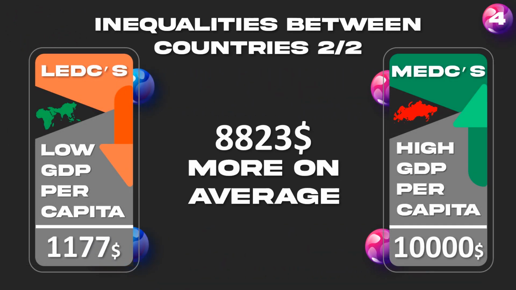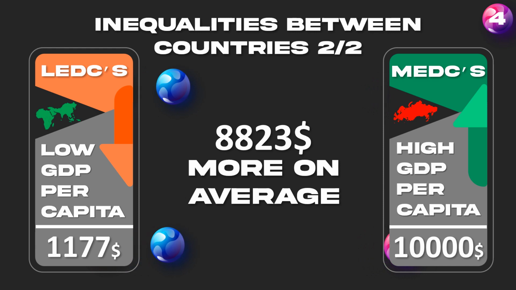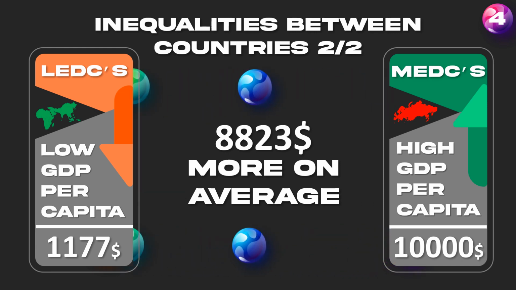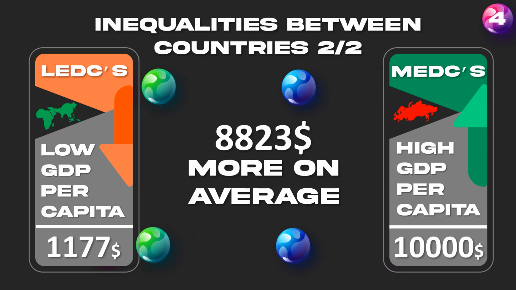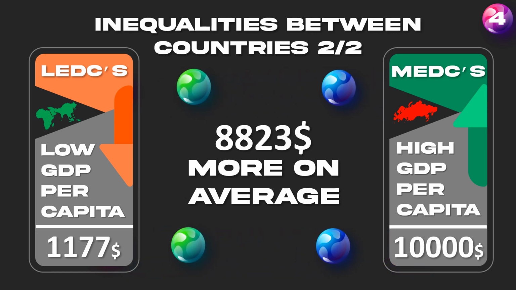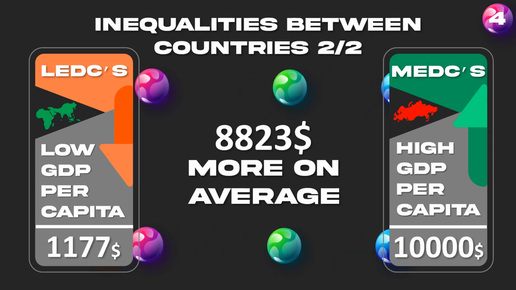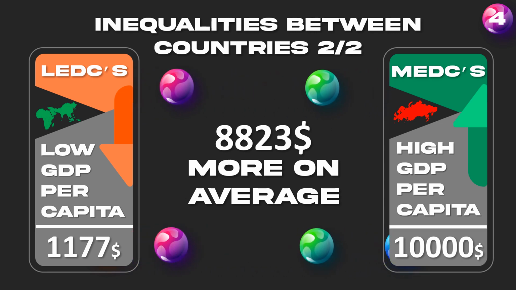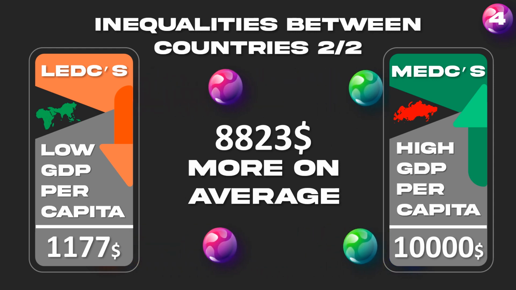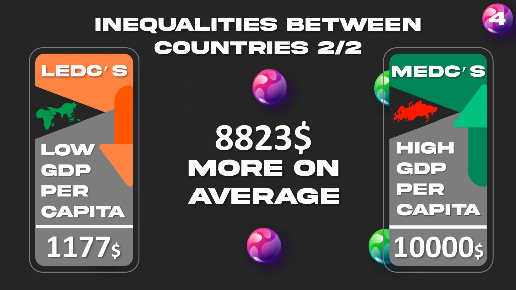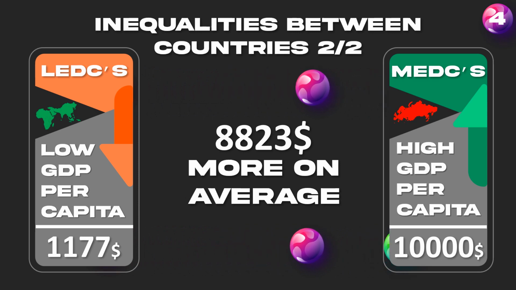Talking economically, the GDP per capita of MEDCs is $8,823 more on average than GDP per capita in LEDCs, making the development of schools hard for the governments and their access difficult for families. This is the reason why knowledge education is not always guaranteed in some countries.